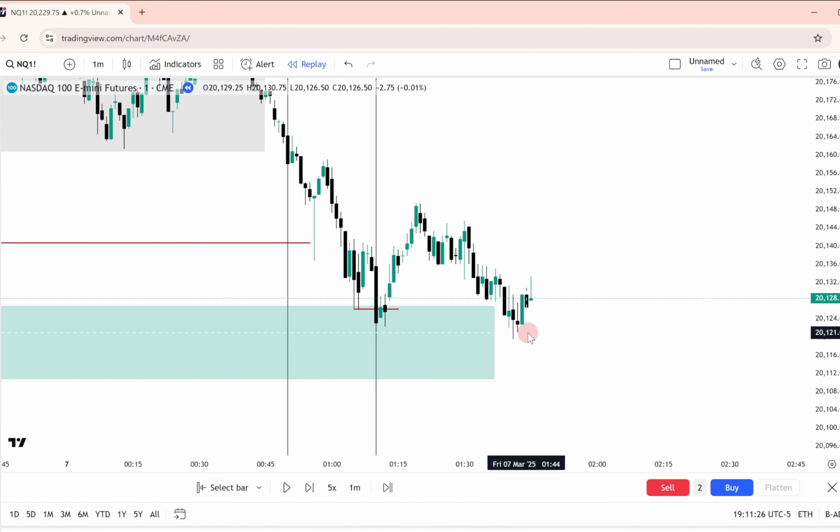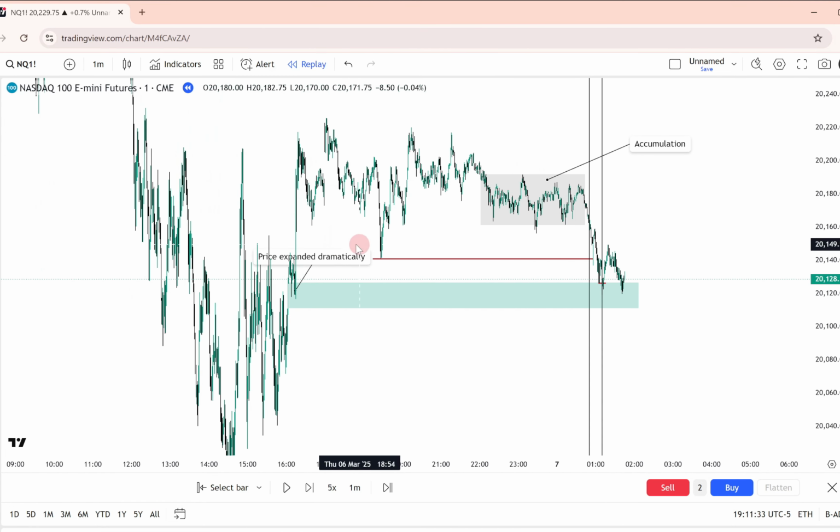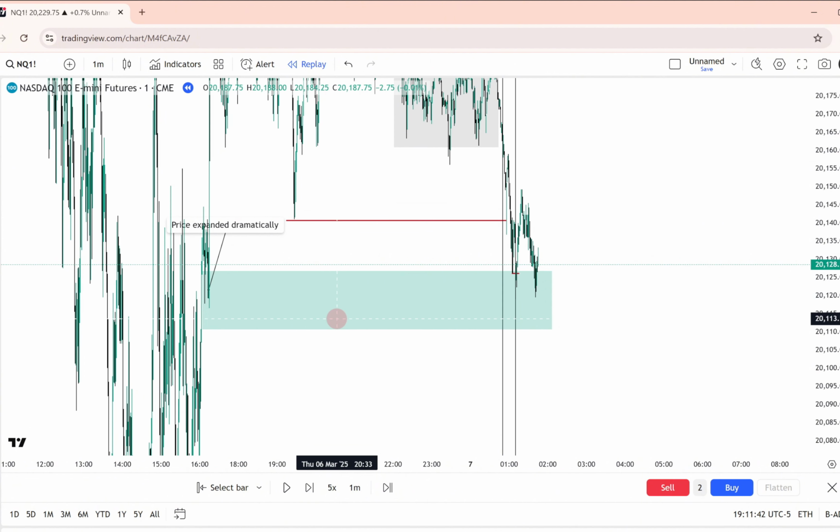Now, just because we come down here does not mean that I'm going to switch my bias and say we're going short. There's no way I'm going short here. Why am I not going short? Because we're so low down in the range. We've accumulated all down here. We've pushed down. We're in this fair value gap. We're so low down in the range. I'm not going to short. I don't chase price. That's not my model.